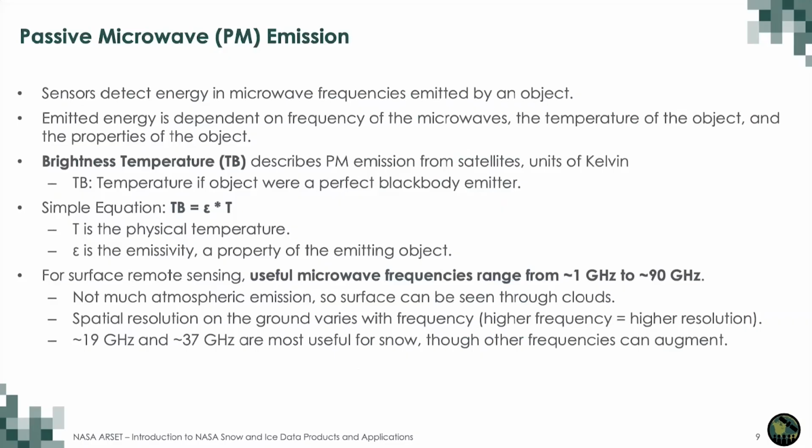And the spatial resolution does vary with frequency. Higher frequencies mean higher resolution, but higher frequencies also mean more atmospheric sensitivity, more atmospheric emission, which makes it more challenging, and also less penetration through snow, which makes it more challenging as well. So what's been used typically are 18 or 19 gigahertz and 36 or 37 gigahertz, which have been found to be most useful for snow. The other frequencies can also be helpful, but the basic algorithms were derived for the 18 to 19 gigahertz frequencies and the 36 to 37 gigahertz frequencies.